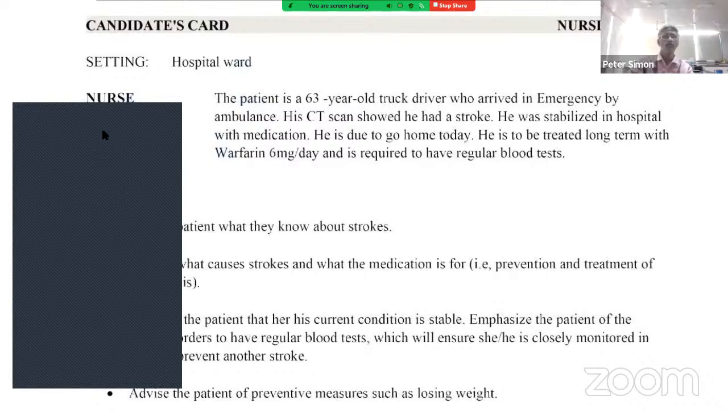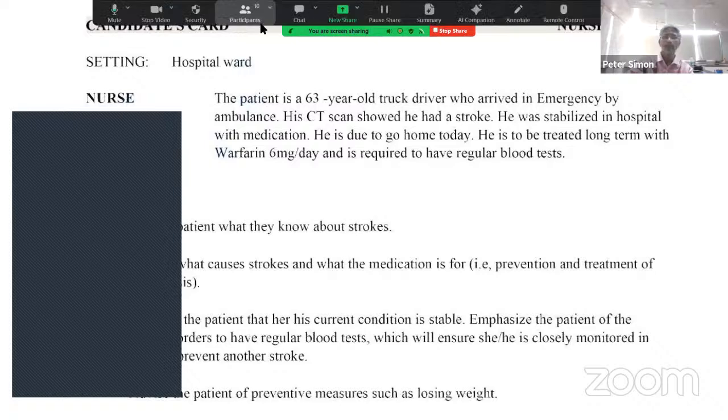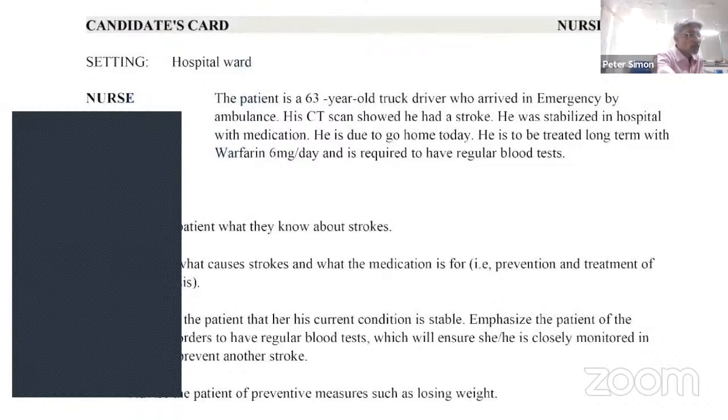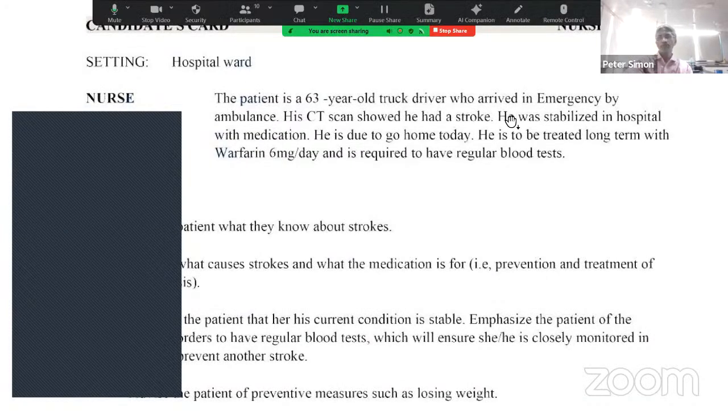All of you respond. If you respond, only then will you remember. Okay, 6 milligrams per day. Right? Very good. Yeah, right. 6 milligrams per day.